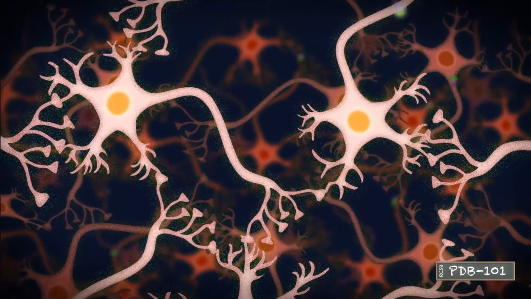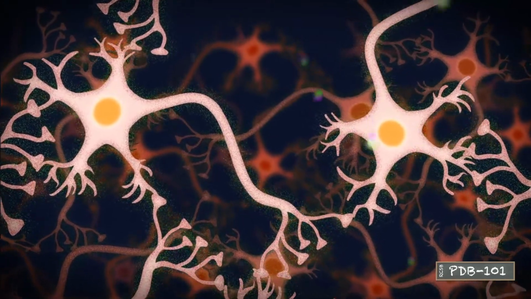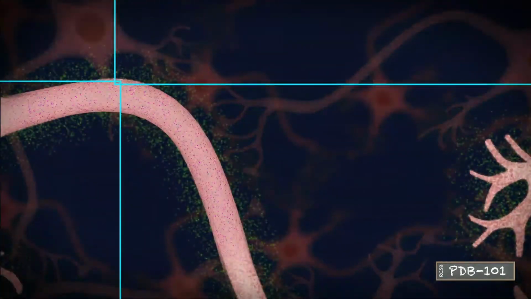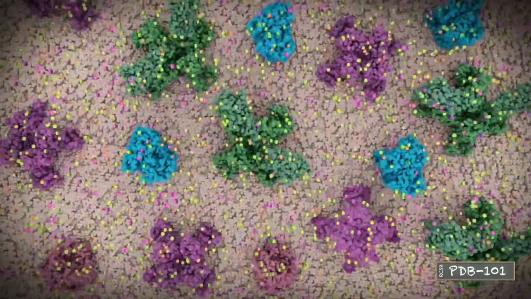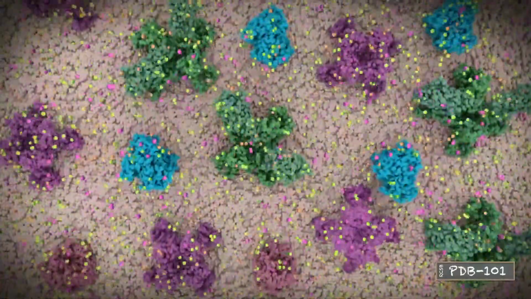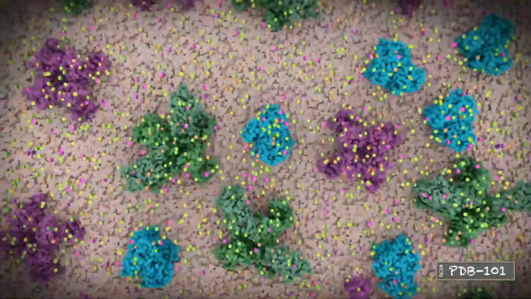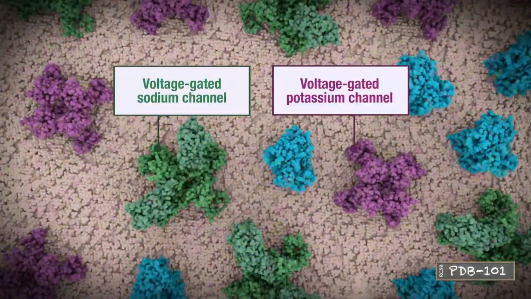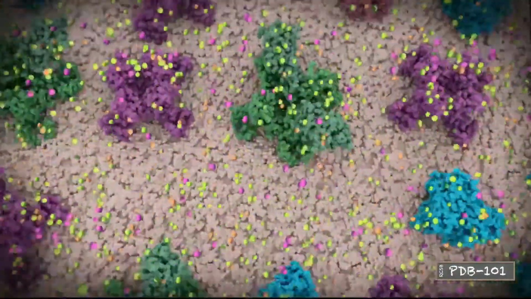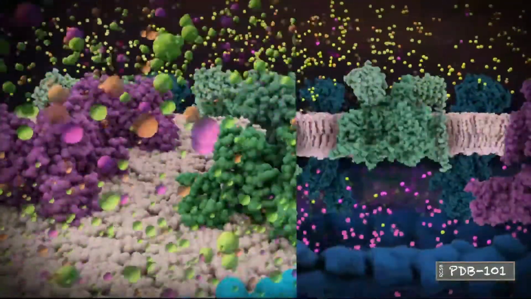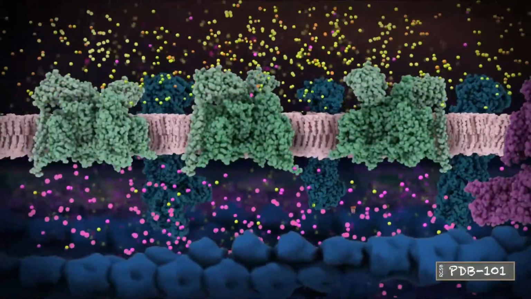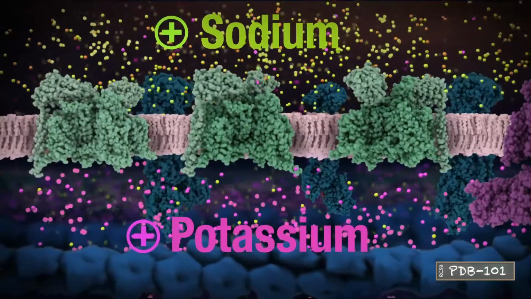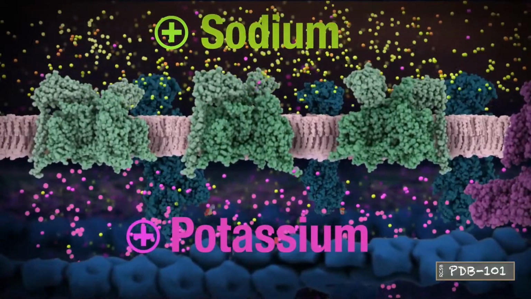Neurons in our nervous system use electrical impulses to transmit information throughout our bodies. This process is mediated by membrane proteins called voltage-gated ion channels. Voltage-gated ion channels open and close in reaction to changes in membrane voltage or membrane potential. A cell membrane potential is generated by concentration gradients of positively charged sodium and potassium ions across the membrane.